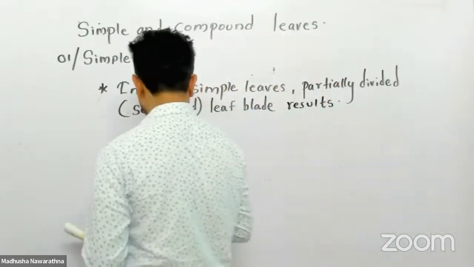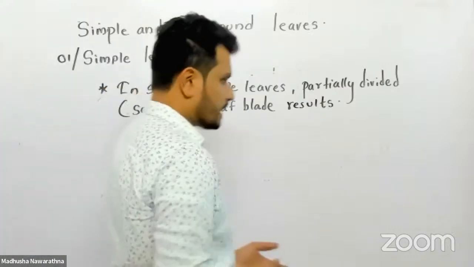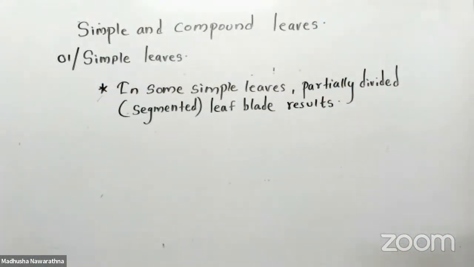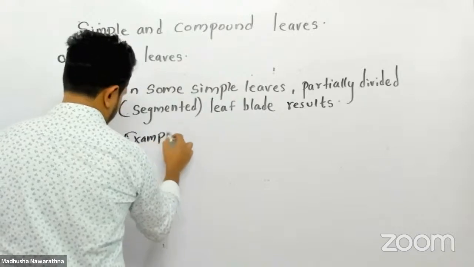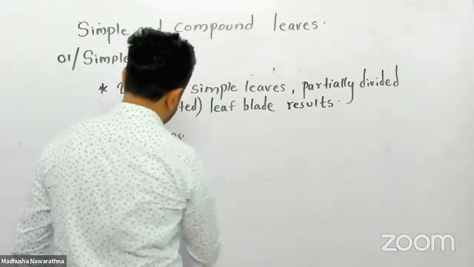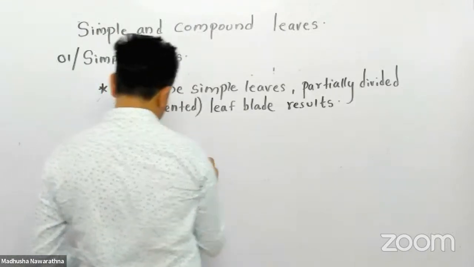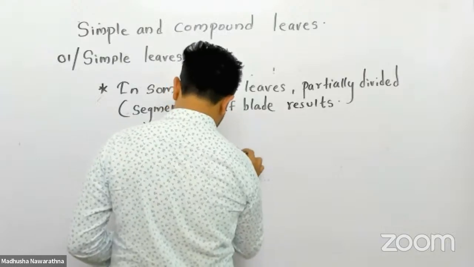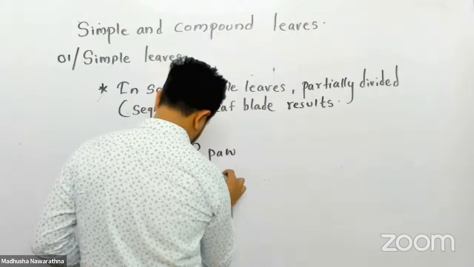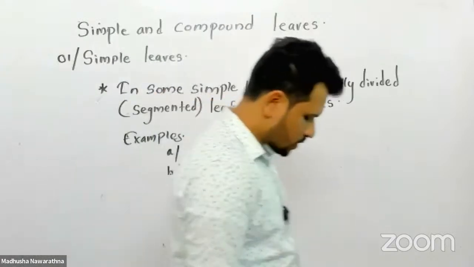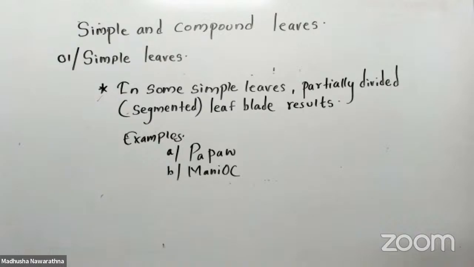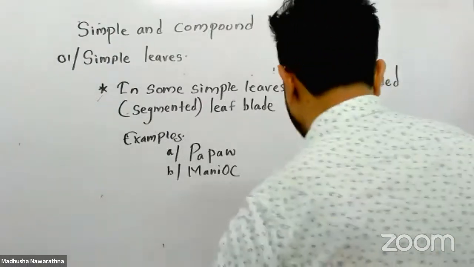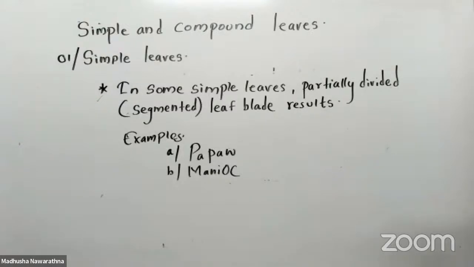Leaf blade. Examples: you can draw manioc or pepo. For the examples, you can write pepo and manioc, both. Sir, passion fruit? Ah, yes, passion fruit. Very good. Even in the passion fruit.